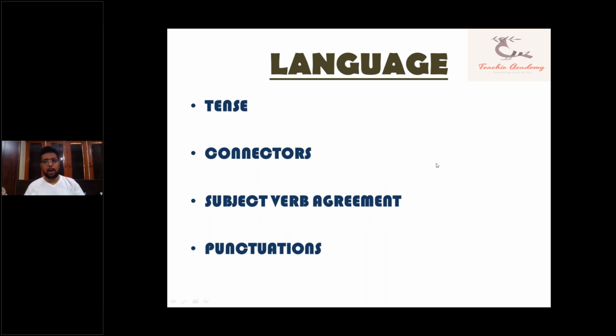So these are the most critical parts of OET letter writing: the tense, connectors, subject verb agreement, and punctuations. We have taken connectors and punctuations in our previous sections. Today we are going to take the present tense. Now let's take the present tense.